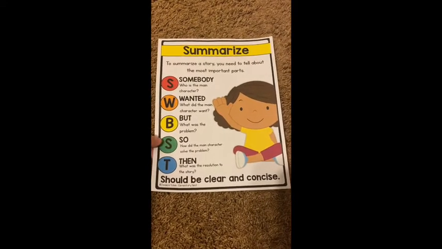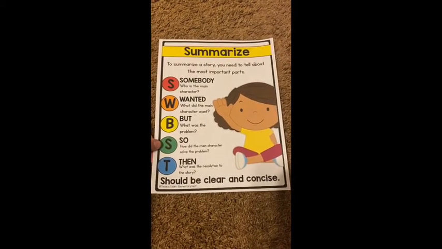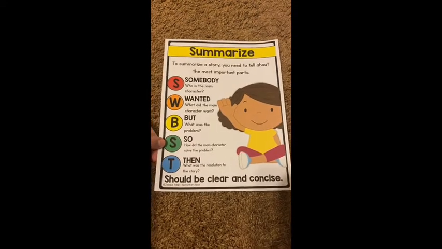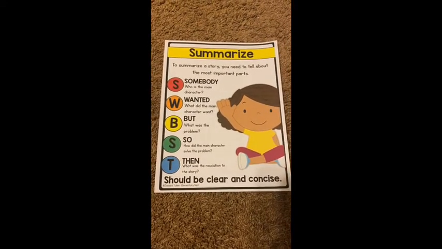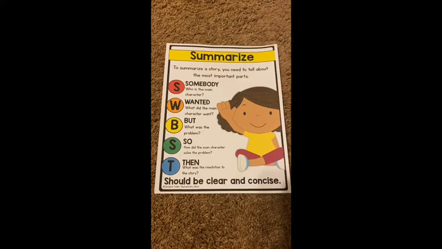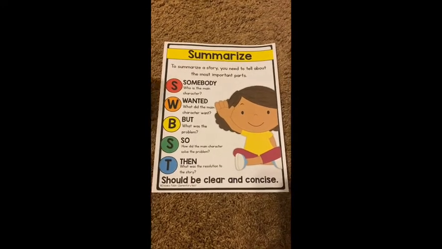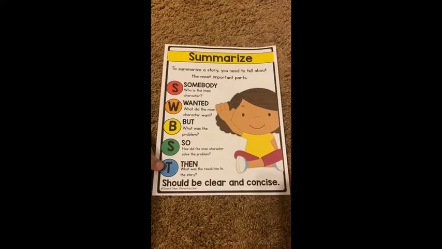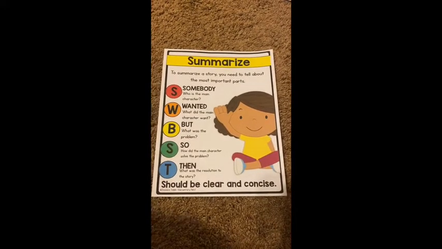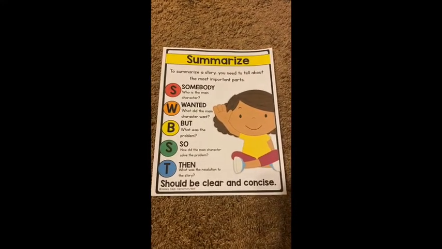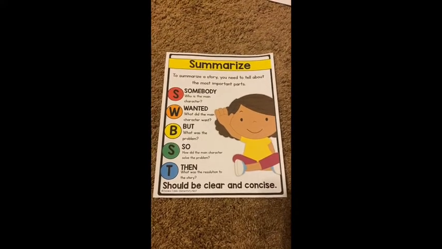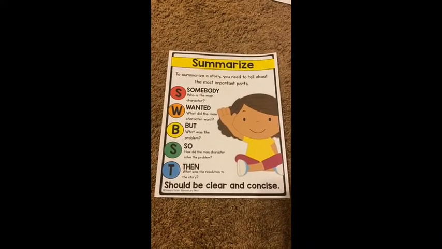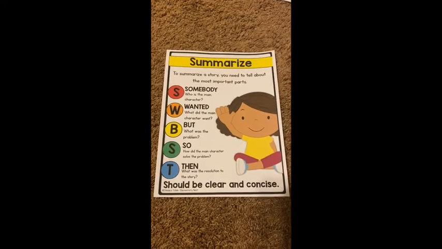Then you get down to the second S, and we are at the so. Alright, so how did the main character solve the problem? What did they try to do to solve the problem? And that's another sentence, and then you can check it off. Then you have your T, which is the final part for your summary, and that is the then. So what was the resolution to the story? How did the problem finally get solved, and how did the story end? That is your 5th sentence.